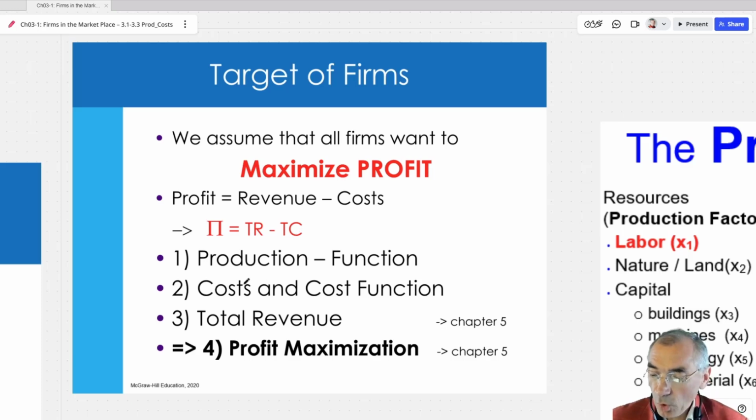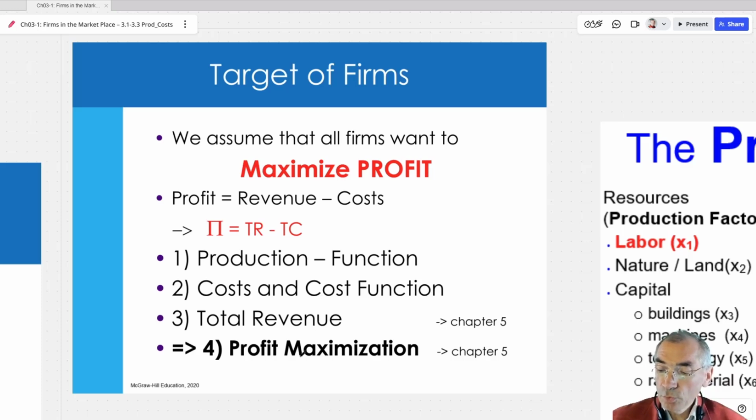We start with costs and the cost function in the second step. And in order to be able to talk about costs and cost functions, we need, as the first step, to talk about production functions. So that's the first step, 2 steps, you could say, that we do in this chapter 3: production, and then the costs derived from this production in the different functions.